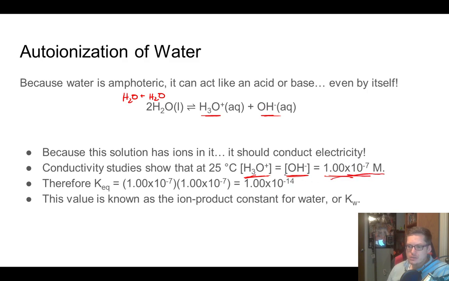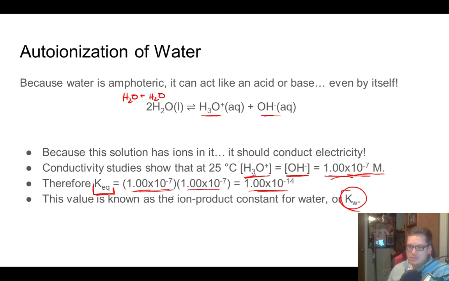All right, and so this is an important relationship. Therefore, we know that we can take these two values here and use this idea called KEQ, and we'll talk about what this means when we get to equilibrium. It'll be a couple of units, but for now, just take my word for it. We've got this value called KEQ, and we can take these two concentrations, multiply them together, and it's equal to 1 times 10 to the minus 14th, and this is known as your KW.